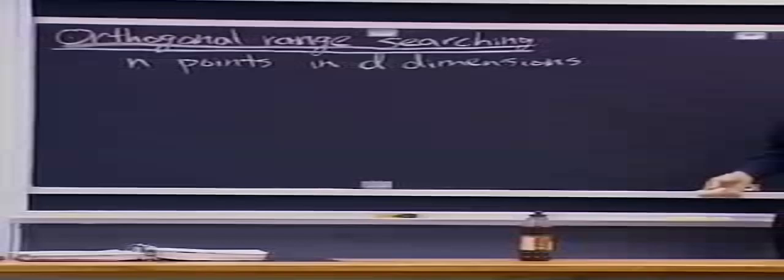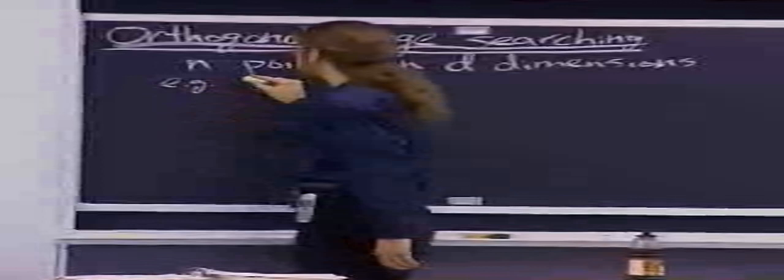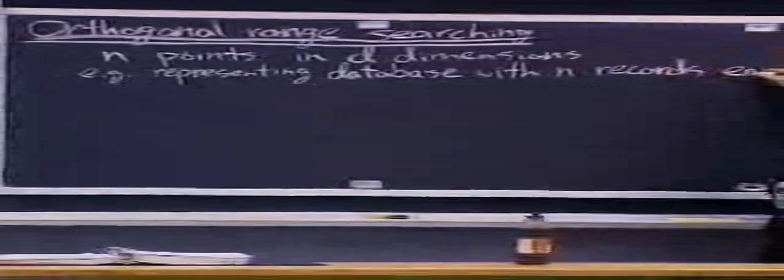Let's say you have n points in d dimensions. This is very hard to visualize because d-dimensional space is potentially really big. But this actually is rather natural. It comes up in a lot of settings. If you have any sort of database, and each record in your database has several fields, that's inherently high dimensional. So you can think of this as a database with n records, each with d fields.